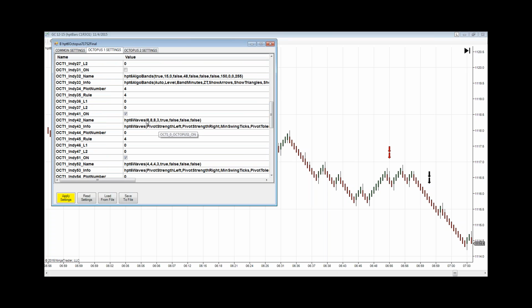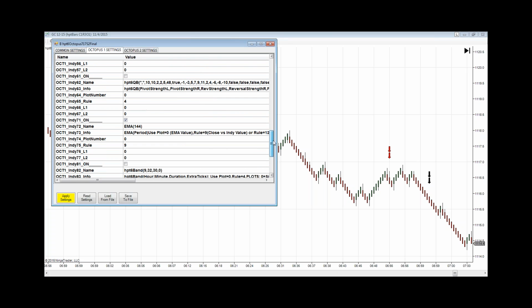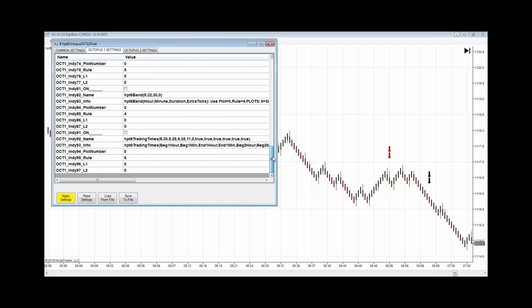The 8 range has to be also in the direction of the trend as determined by the profit. The 4 range waves also have to be correct in the proper direction. It's using an exponential moving average of 144 in this case, which means that in order to get a short trade, you need to be below that exponential average. And to get a long trade, the price has to be above it. And I believe that was it.